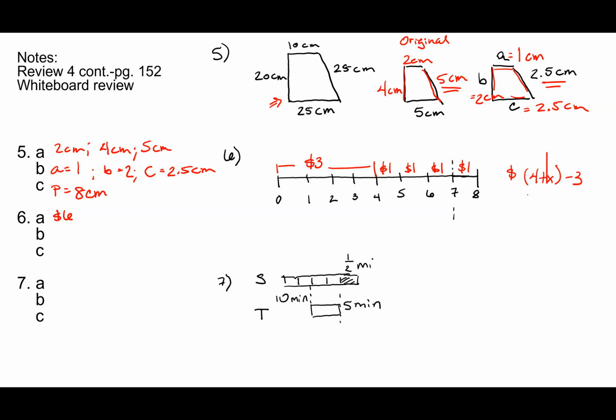Well, we can combine the numbers, the 4 and the 3. So let's rewrite this. Let's put the X in front. So X plus 4, right? That's a positive 4 minus 3.